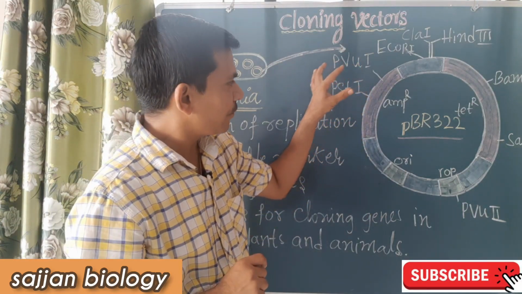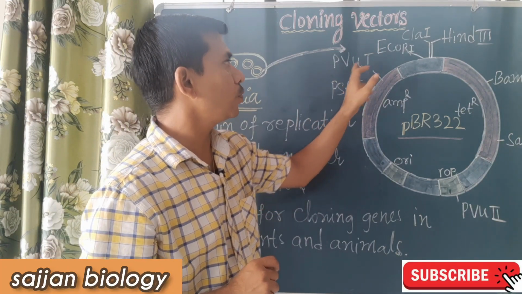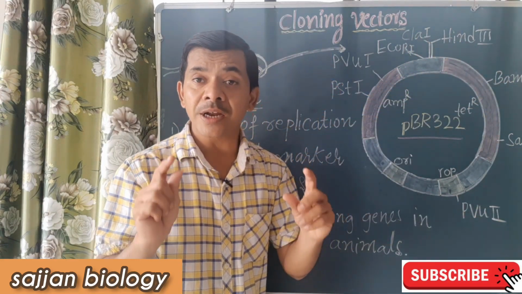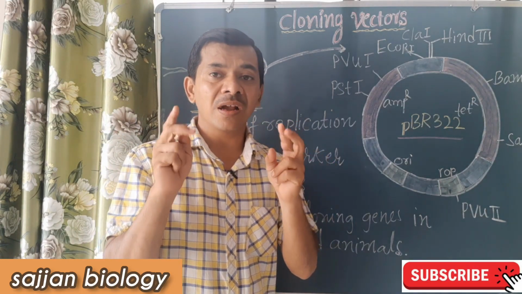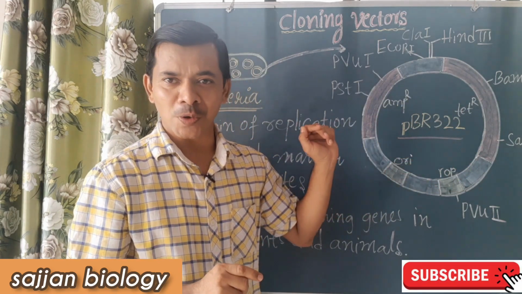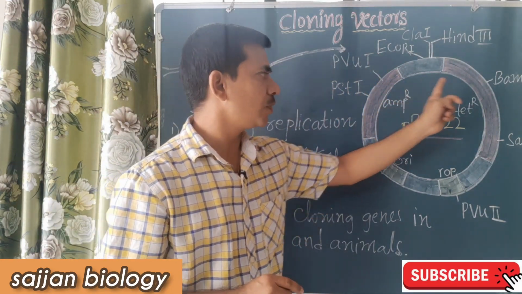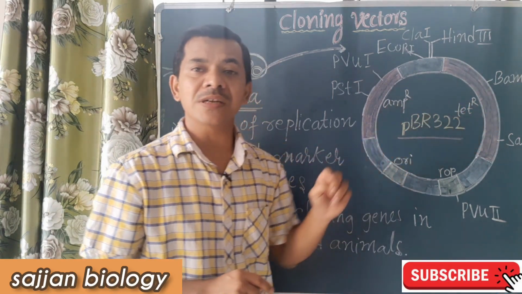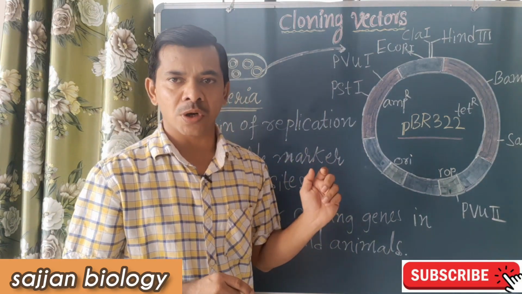The first thing we must try to understand here is that the plasmid has 1, 2, 3, 4, 5, 6, 7, 8 cloning sites, and these are the sites where restriction endonucleases can cut at specific sites. These are what we call the cloning sites. And the second one is that the plasmid consists of two selectable markers: the ampicillin resistance gene and the tetracycline resistance gene, and these two act as selectable markers. We will discuss all these things later.